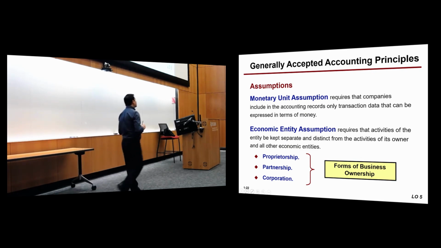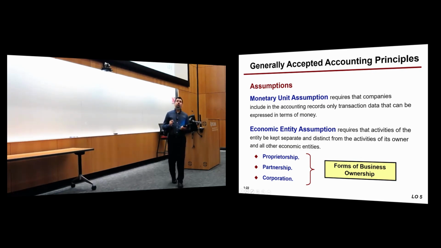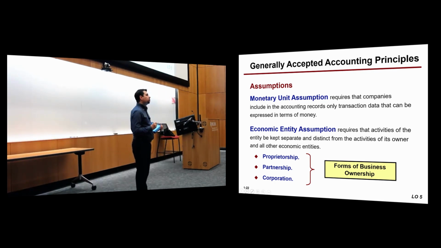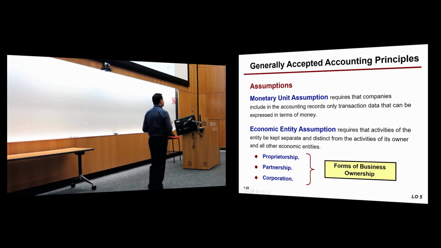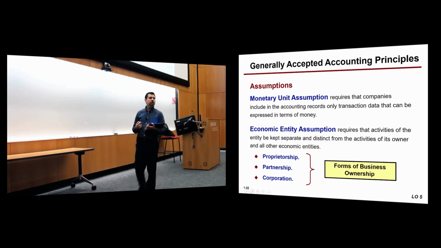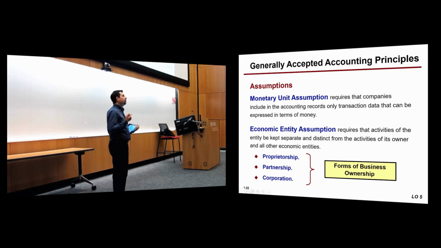Okay? Now there are two main assumptions. One of them is called the monetary unit assumption. The other one is the economic entity assumption. What do we mean by the monetary unit assumption? It means that the accounting system will only deal with transactions that can be expressed in money.